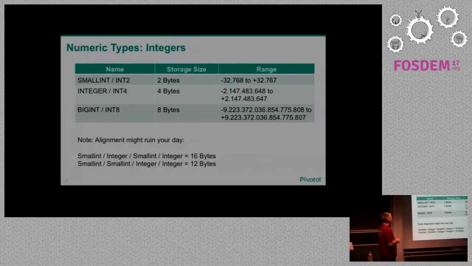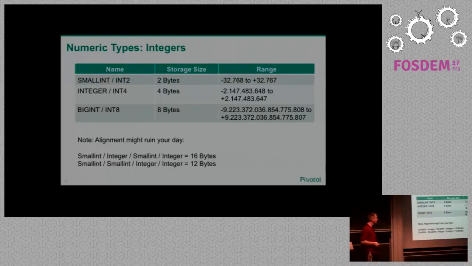Okay, we have small int, which requires 2 bytes and can go from minus 32K to plus 32K. Most likely you have an integer, which is minus 2 billion up to 2 plus billion, so it's always a signed integer. And we have a ridiculous large big int, which uses 8 bytes internally.